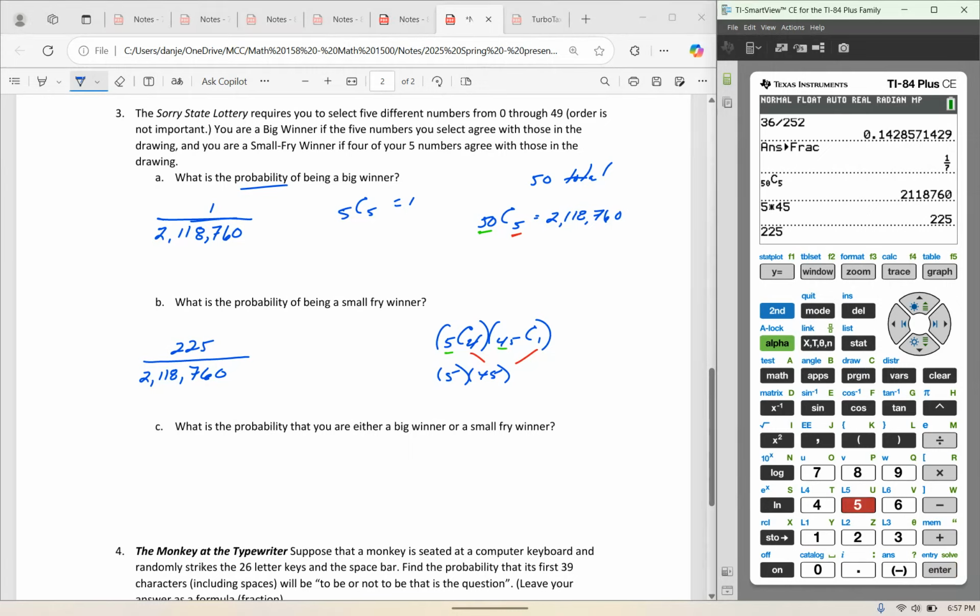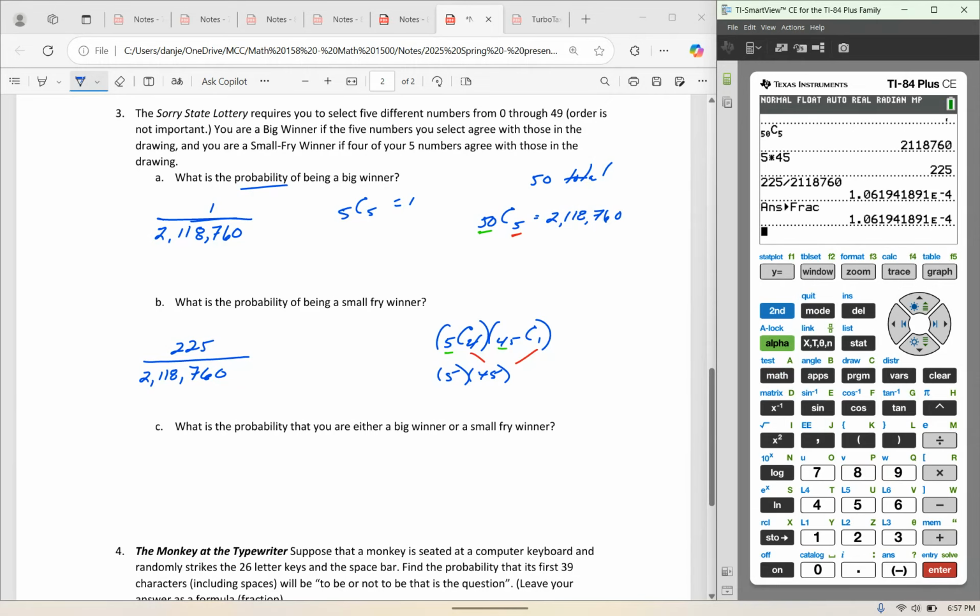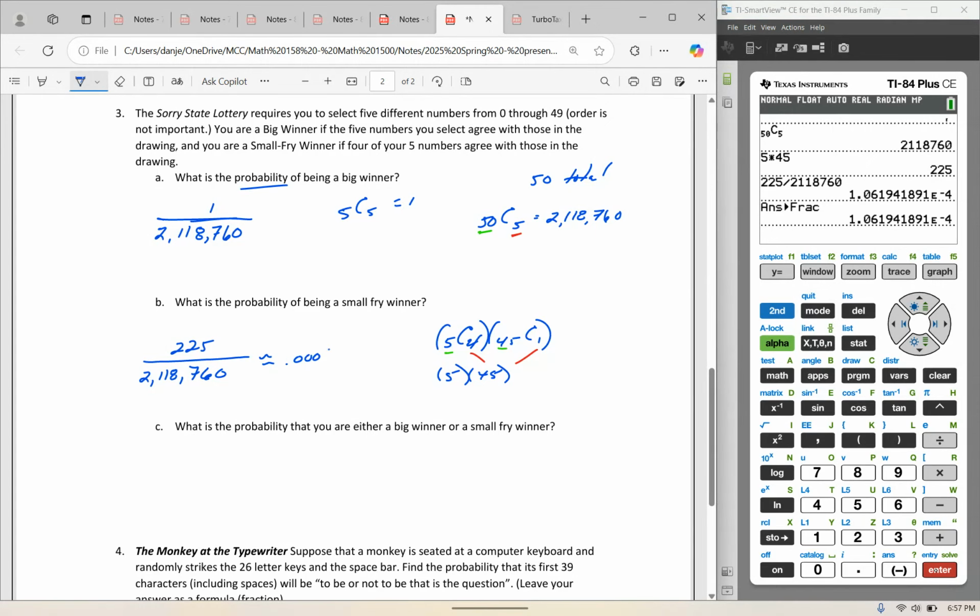If I change that to a decimal, forgot the 8 there, 2,118,760. That's a very small number. If I try to change it back to a fraction, it might not even change it back. Okay, so that would be approximately 0.000162%. So that's about a 0.02% chance of even being a small fry winner.